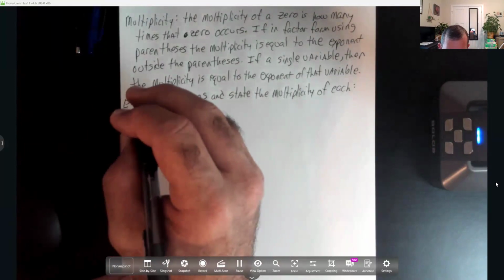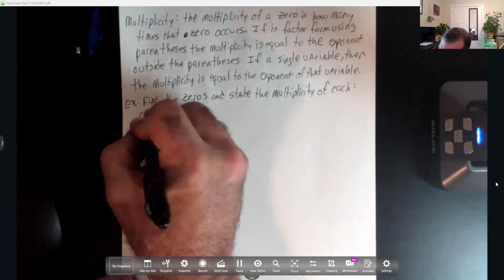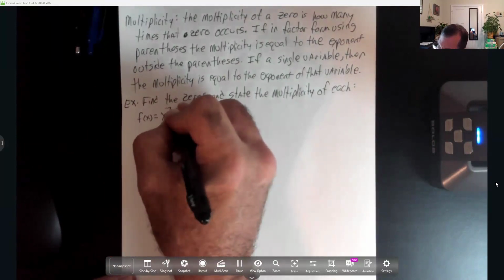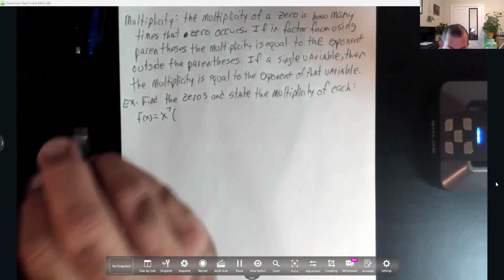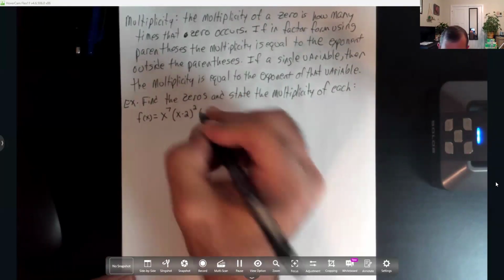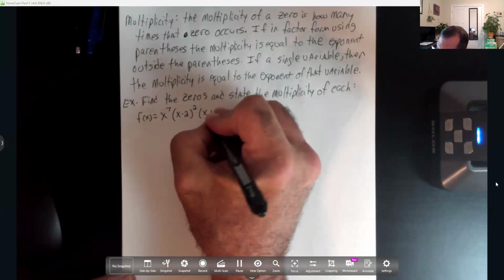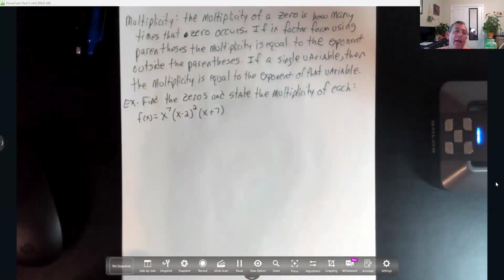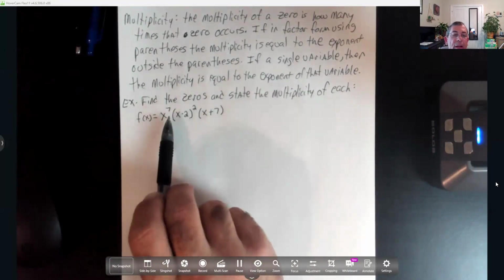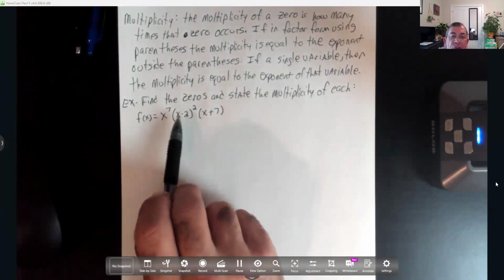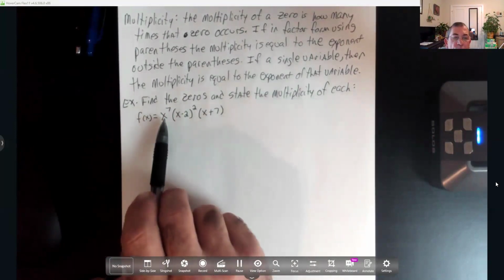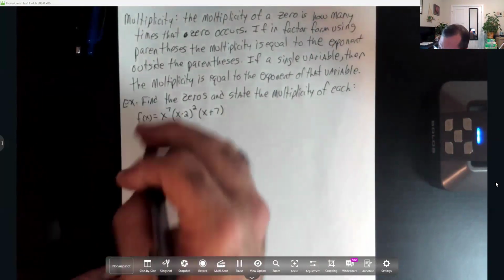So for this one, I got f of x equals x to the 7th times x minus 2 squared times x plus 7. Now, what we got to realize on this problem is that we got three factors. Since it's already factored, I got the x factor, the x minus 2, and the x plus 7. So what we do is we set all three of these factors equal to 0.